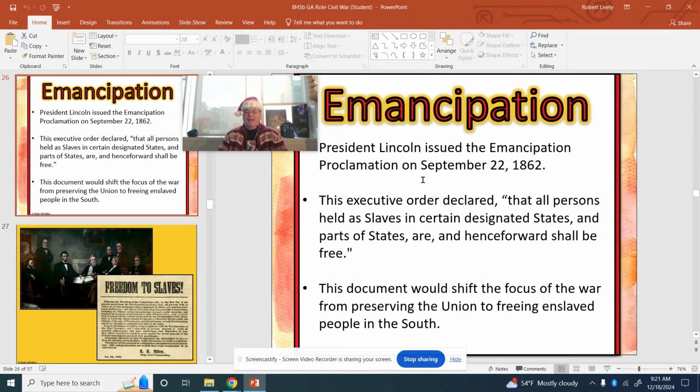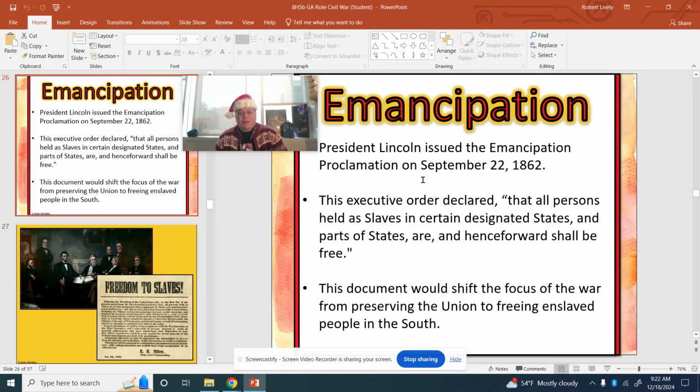On September 22nd, 1862, however, he gave states a time period in which to comply and surrender and rejoin the Union. So it actually didn't take effect until January 1st of 1863. This was an executive order by the president, and it declared that all persons held as slaves in certain designated states. So what that means is like that map I showed you earlier of Missouri, Kentucky, West Virginia, Maryland, and Delaware, they were slaves in those states.